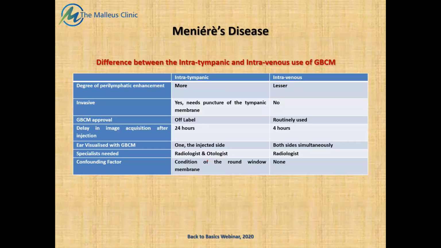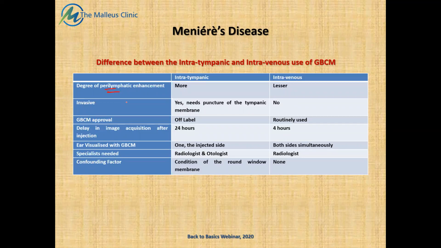Now, before we go to what we need to visualize if a patient is subjected to one of these two protocols, we need to know the pros and cons of intratympanic use and intravenous use. Obviously, because we are using the gadolinium intratympanically, the chances of it reaching the perilymph are higher. Basically, it's the same principle that is used for gentamicin therapy in refractory cases of Meniere's disease, right? The idea is that the gadolinium is going to percolate through the round window into the perilymph and cause a hyperintense shadow.